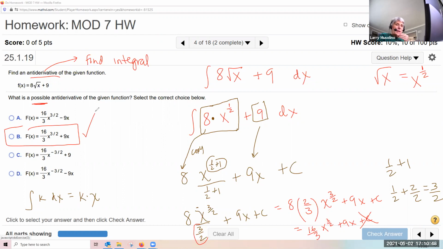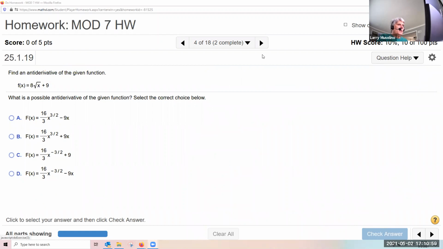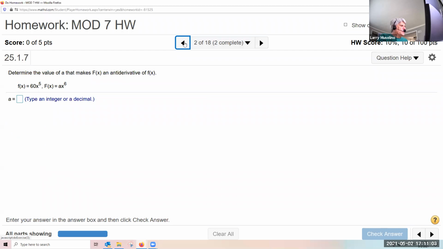All right, so this problem asked you to change the square root of x to x to the 1/2. All right, folks, let me go back to, let's do an example. Let's do this one.